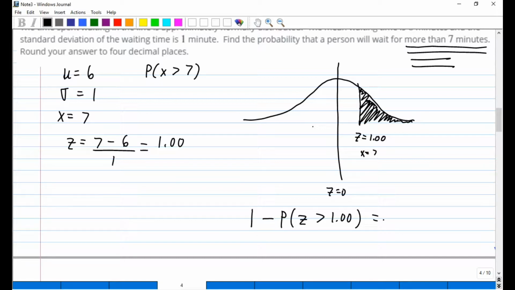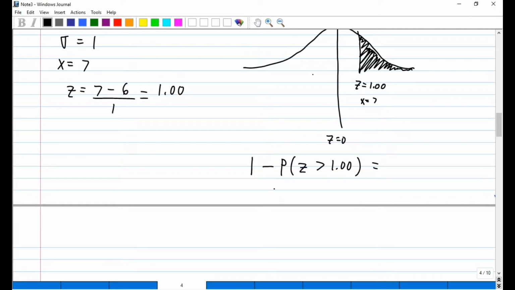The reason I do that is because if I look up 1.00, remember that gives me the area from the far left up to that point. Since I know the area under the curve is equal to 1, if I subtract out all of the stuff to the left, that will give me the area on the right side. Okay, so let's look up 1.00 in our chart, and I get 0.8413. All right, so I have 1 minus 0.8413.